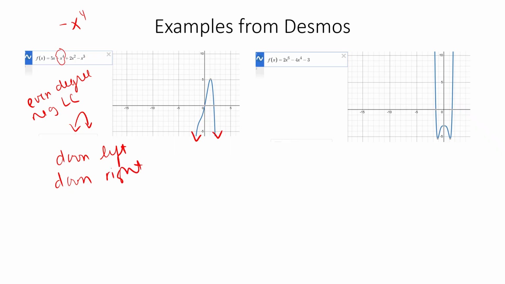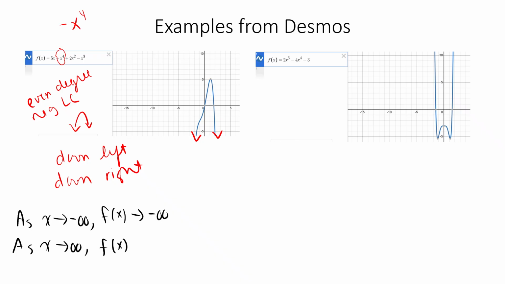okay, which we can see from the graph. But it's faster for me to find the degree and the leading coefficient and say, oh, this is even, this is like a parabola. If it were odd, you'd say, oh, this is like a line. And the formal way of saying this is as x approaches negative infinity, that's my to the left, f of x approaches negative infinity. So that means the left is pointing down. As x approaches infinity, my fancy way of saying to the right, f of x is still approaching negative infinity. It's still heading down.